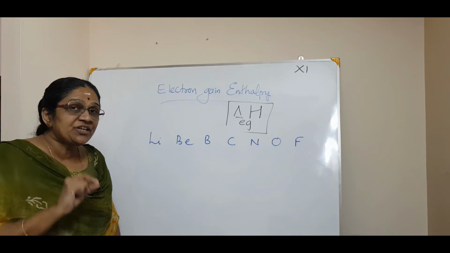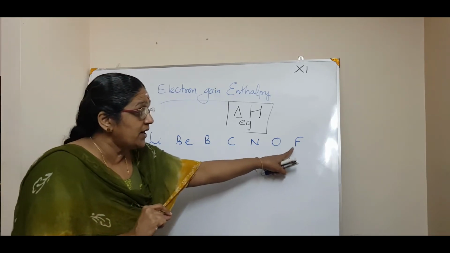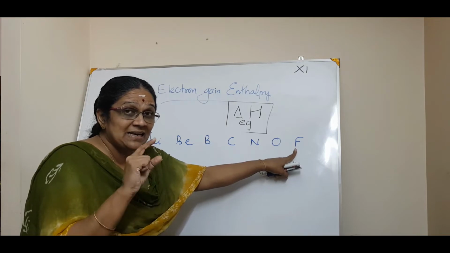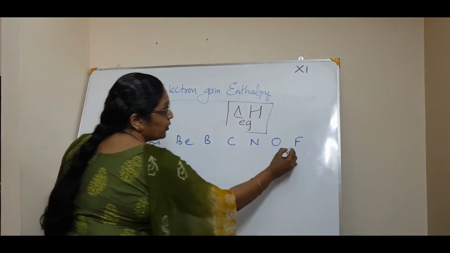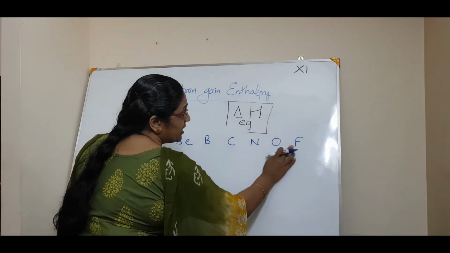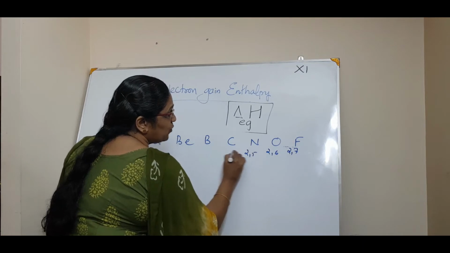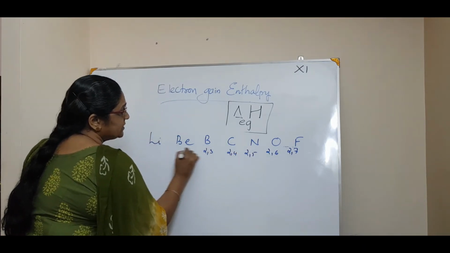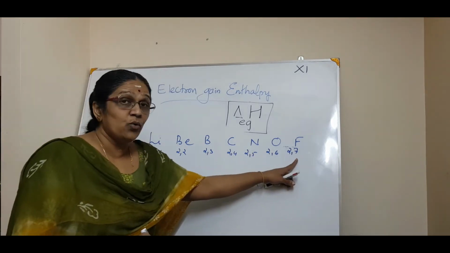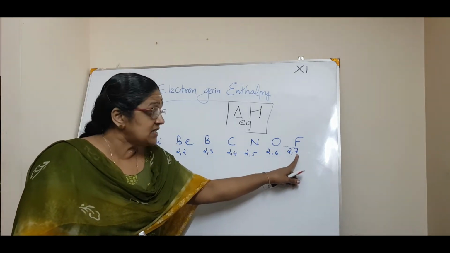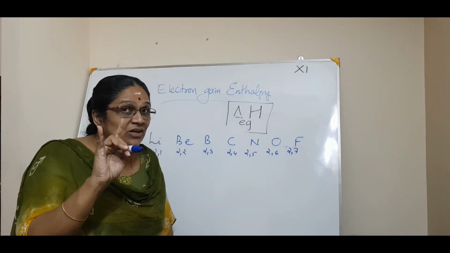So is that logic correct? Yes. Why? Because fluorine is one electron less to make an octet, isn't it? When you say fluorine is 2,7, the outer electronic configuration is 2,7. This is 2,6, this is 2,5, 2,4, 2,3, 2,2 and 2,1. If I say fluorine has got the large negative electron gain enthalpy, listen, that negative value.